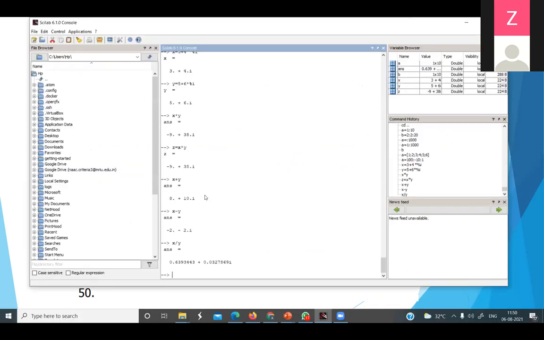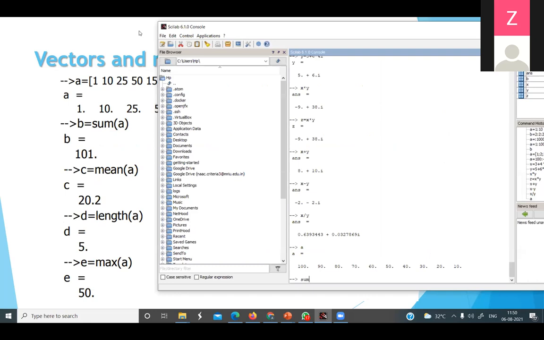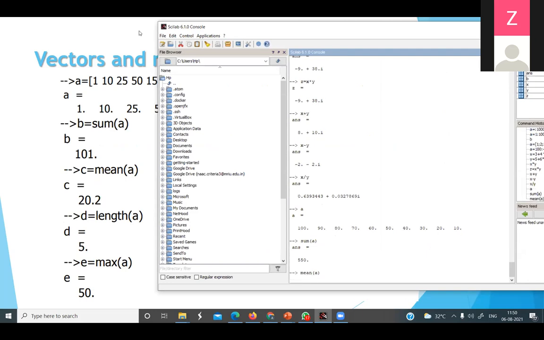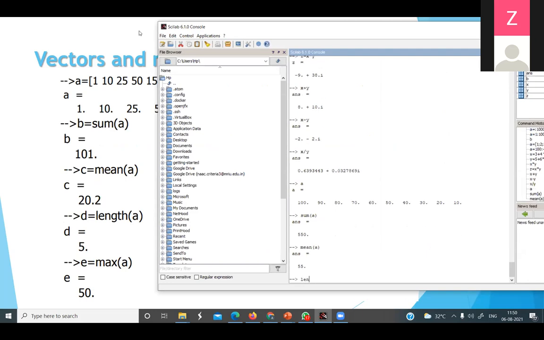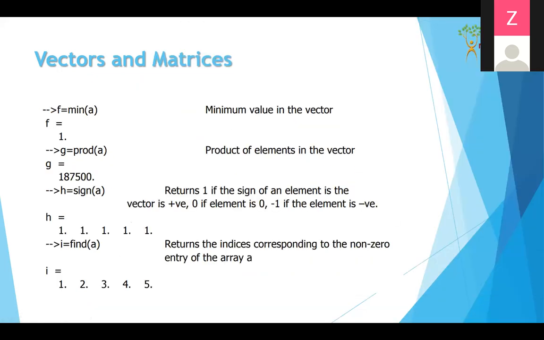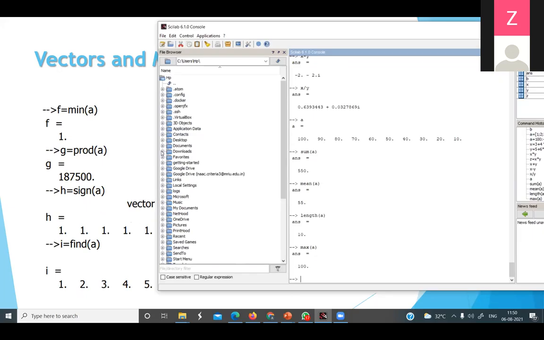Now suppose A is a matrix, this is the matrix. I want to add all the values which are stored in A. So I just need to write sum of A and it's done. I want to calculate the average. So all these statistical functions are available. How many elements are there in A? And what is the maximum value and minimum value? Those things can also be calculated. If I want to calculate the product of all the elements within A, that is also done.